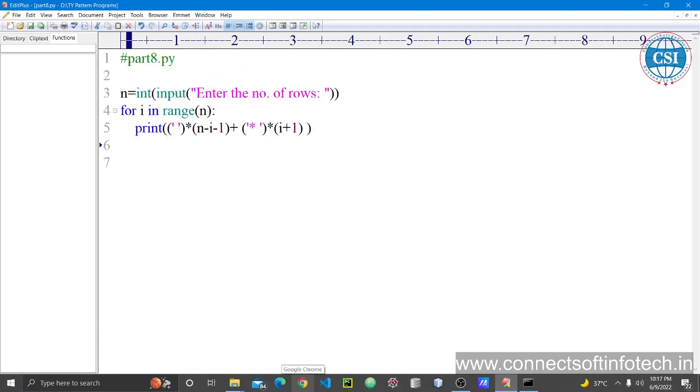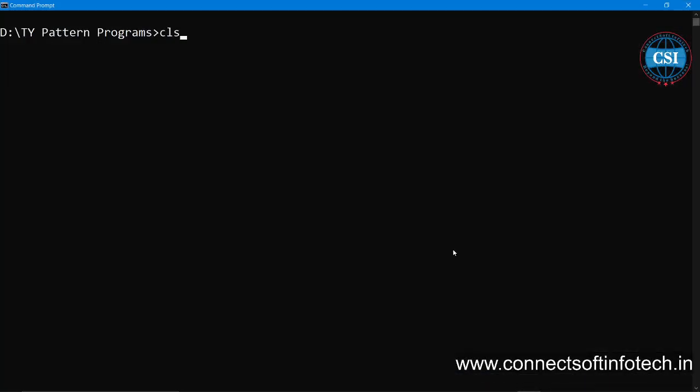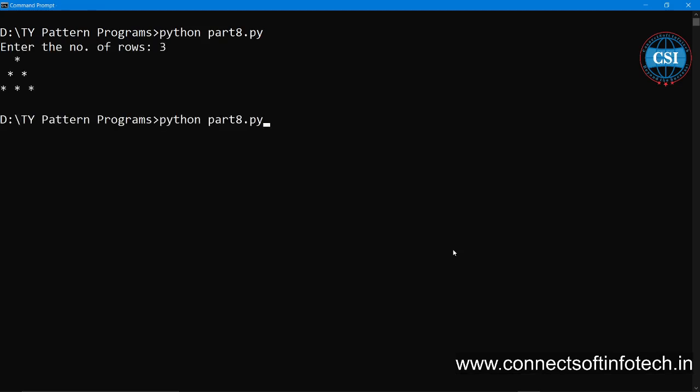It's very easy. Let us execute this one. Enter number of rows. Yes, perfect, we are getting it. Enter number of rows 5. Yes, perfect, we are getting it.